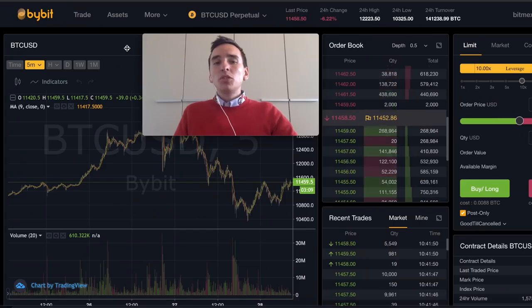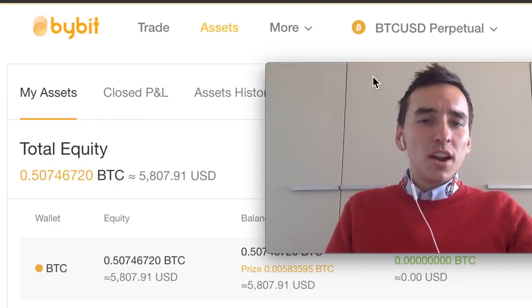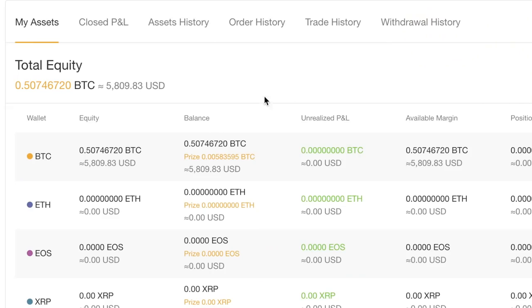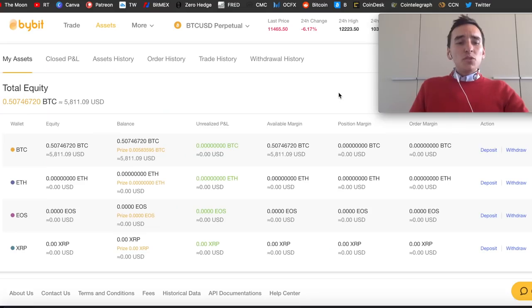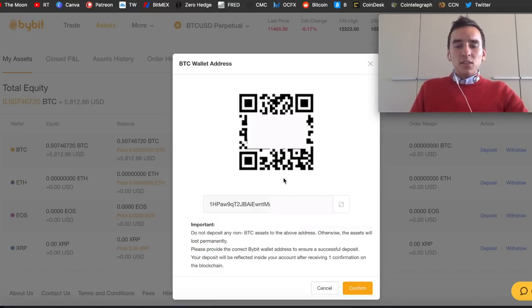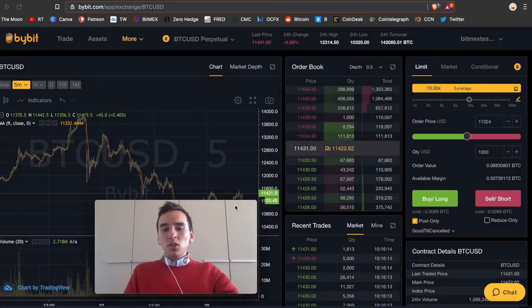And let me show you how to deposit. If you click assets up there, you will end up right here. And currently I have already deposited 0.5 Bitcoin. If you want to deposit Bitcoin, you just click right there and you get this, and you should already know how to deposit on an exchange. Alright, but let's take a little bit of a look at Bybit here.